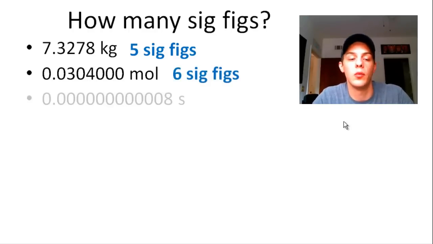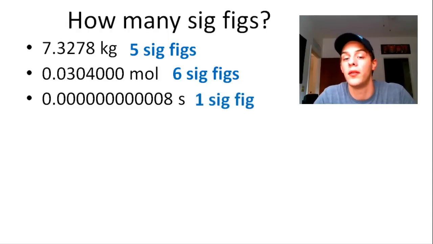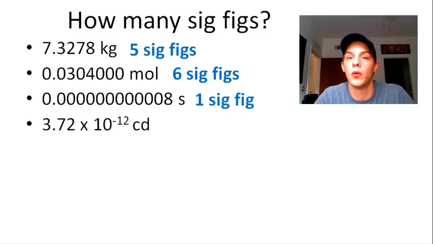So let's go on to the next one. Next one says we have 0.0000000000008 seconds. How many sig figs does this have? Well, as I touched on in the last example, leading zeros are not significant. So this whole mess right here, all of these zeros, none of them are significant. The only number that is a sig fig out of this entire thing is the 8. So therefore, this has 1 sig fig. Let's go on to the next one.